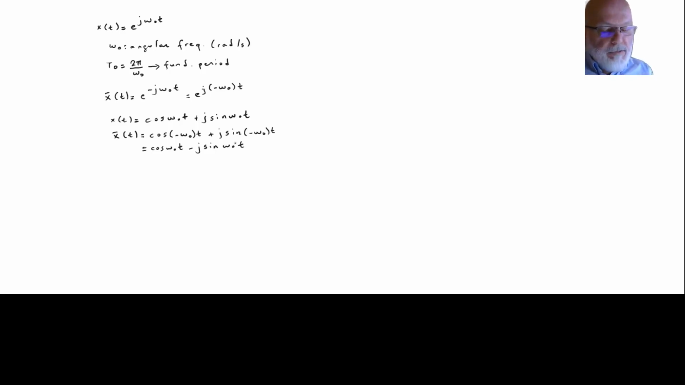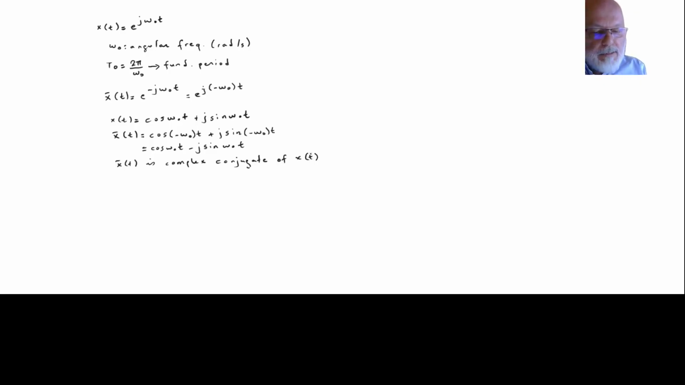So we have an interesting relationship between x of t and x bar of t. x bar of t is just the complex conjugate of x of t.